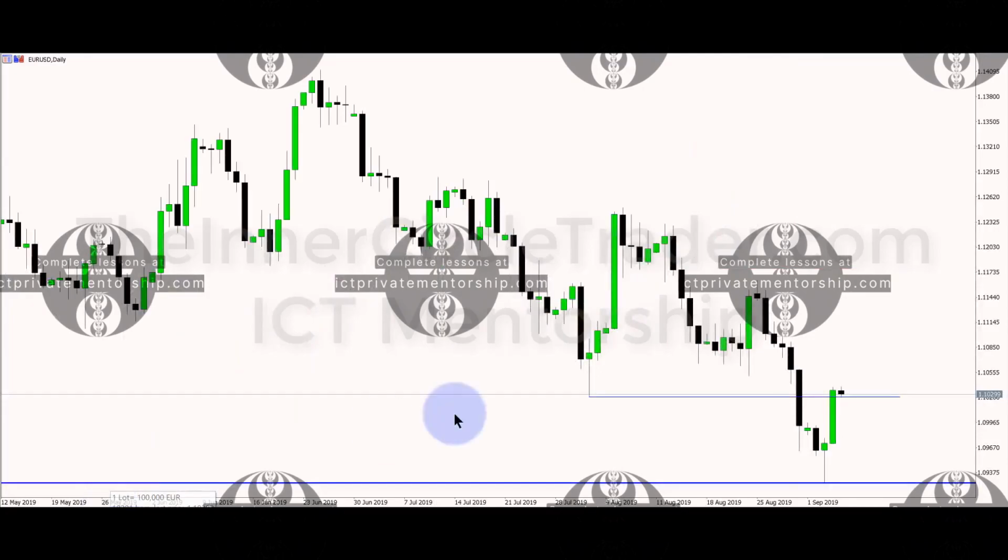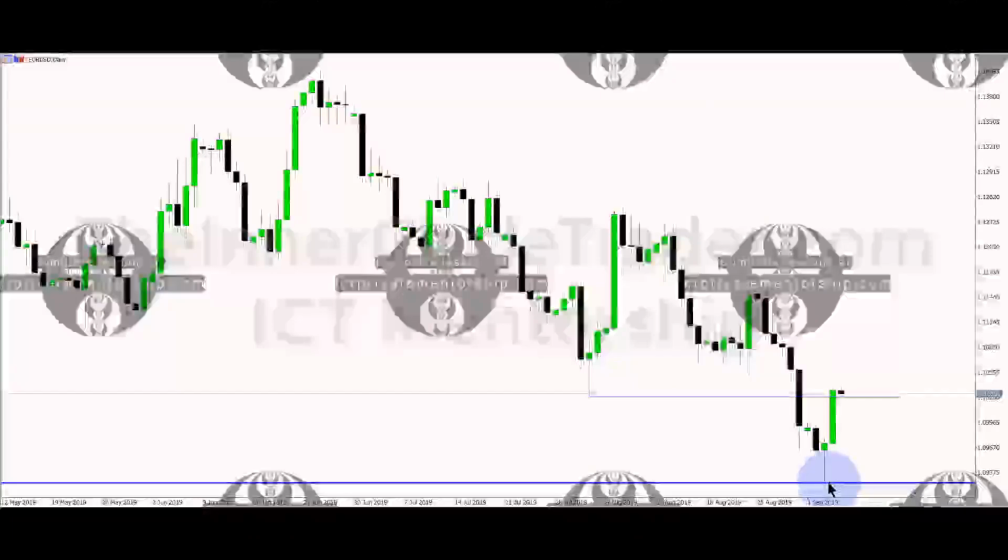Euro dollar, we had a beautiful run down into 109.25. If I can get it to pop up here. Yep, 109.25.